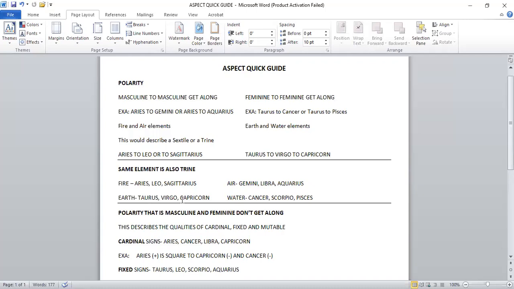Now I have to just say this is an exception, not the rule. There are out of element trines and out of element aspects. And we'll go over that another time.